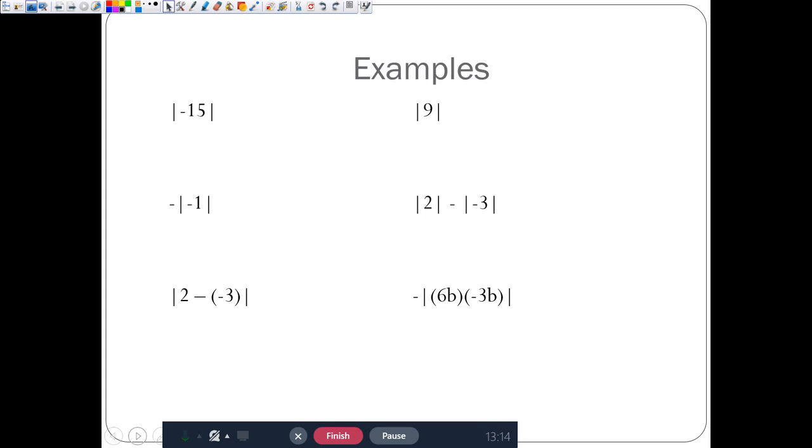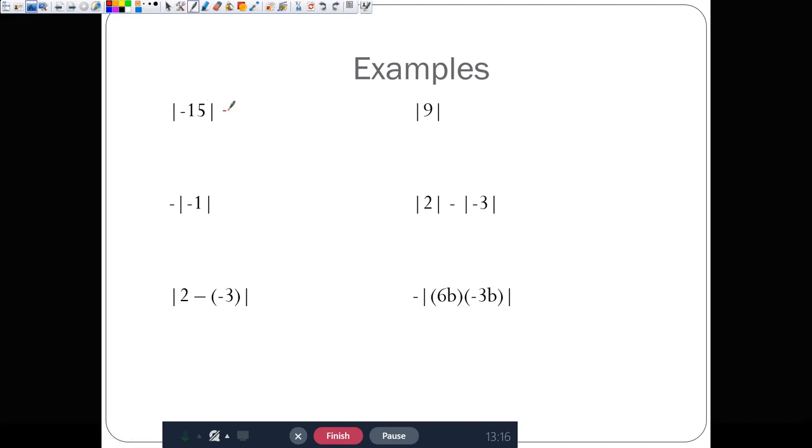Okay, so the absolute value of -15 is 15. The absolute value of 9 is 9. Okay, here the absolute value of 1 is 1. However, we have the opposite, so it's going to be -1. Okay, the absolute value of 2 is 2.